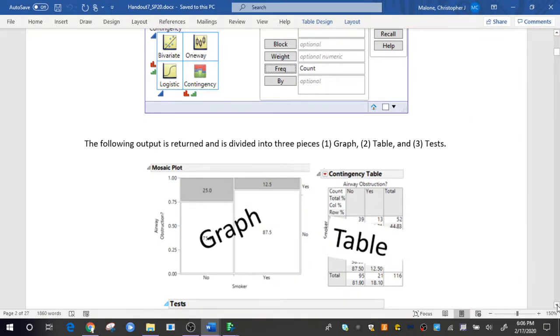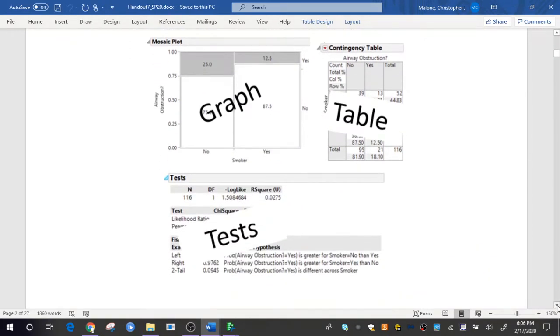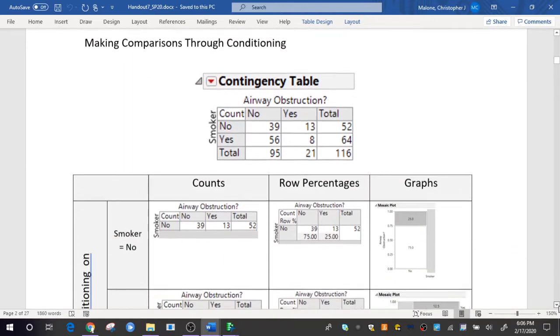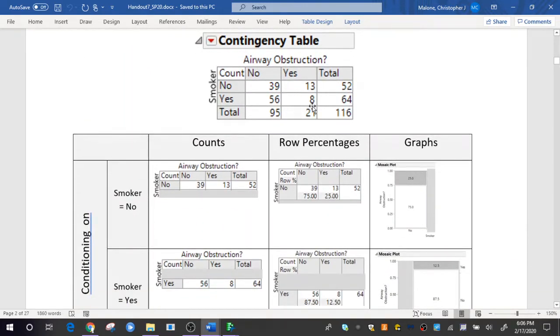Now when I click OK, I'm going to get three sets of output. I'm going to first get output regarding a graph here on the top. I'm also going to get output regarding what we call the contingency table, which is going to have 2 rows in it and 2 columns in it, which is essentially the table that we had initially up above. And then I'm also going to get output that deals with the tests. So once you click OK, you're going to get what we call the contingency table. So let's go ahead and click OK and look at those values.